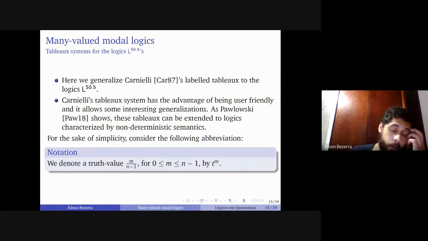For simplicity, I adopt the following abbreviation. For any truth value m over n-1, I denote it by tm. It's just to facilitate the reading. So when we have t0, we are abbreviating the value 0. When we have t n-1, we are talking about the value true. This is to facilitate the reading when we consider the labels of the tableau.